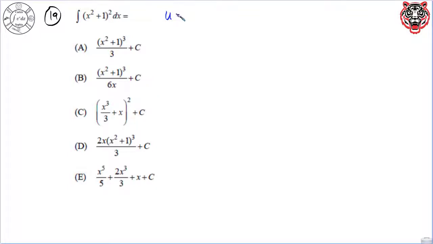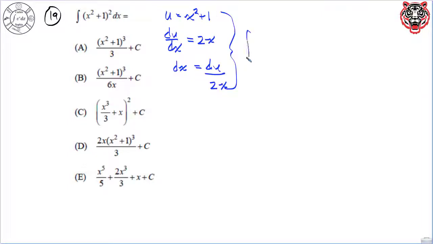So u is going to be x squared plus 1, and I need my du dx, and that's going to be 2x. That means, what is my dx equal to? That's going to be equal to du divided by 2x. Subbing all of that into my old equation, that's going to be the integral of u squared, and then dx is now du over 2x.